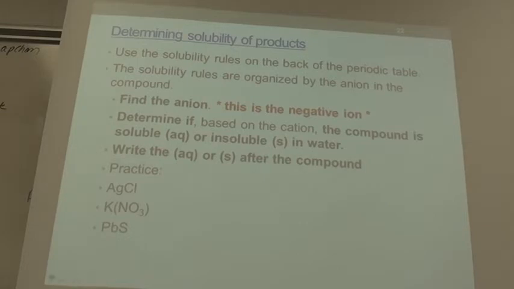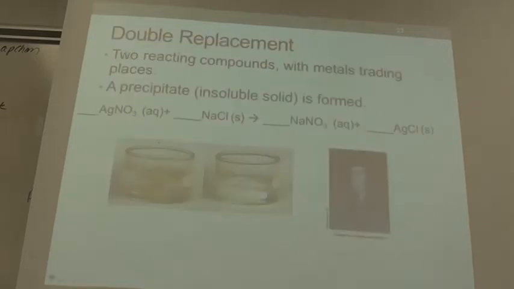We were talking about double replacement reactions yesterday, and we said what happens is the cations change partners. So silver partners up with chlorine on this side, while sodium partners up with nitrate on this side. So it is a double replacement do-si-do reaction.